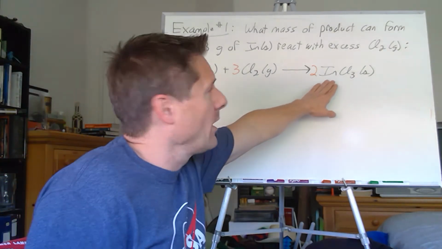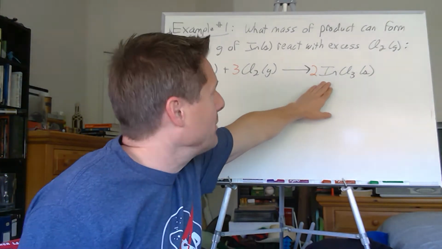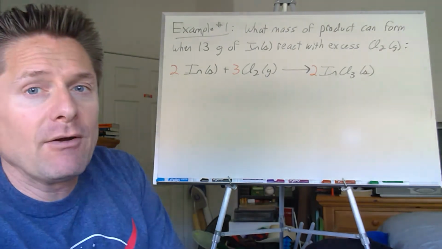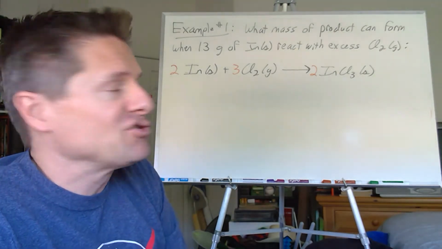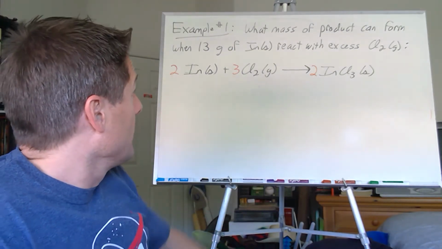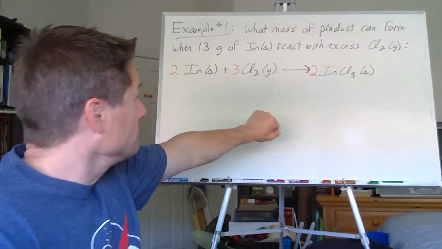This is not one where I would expect you to be able to predict the product, because indium is a type 2 metal in this scenario, so it can form more than one type of charge. So I gave you the identity of the products in this scenario. Here we go. And it's balanced. I balanced it for you.